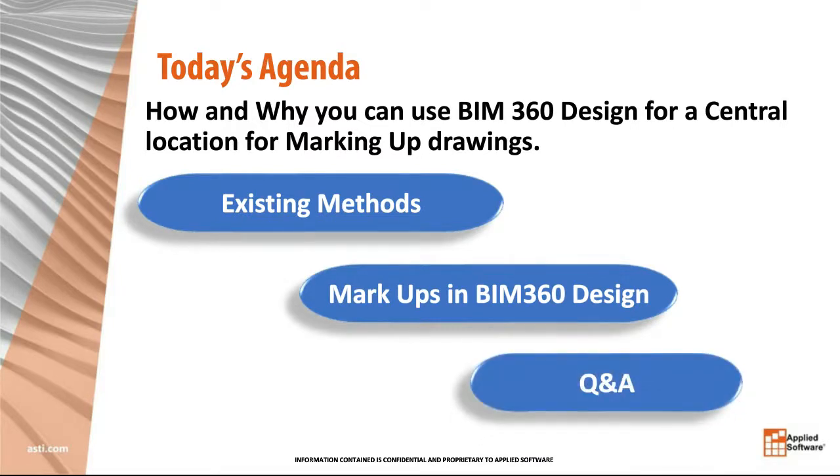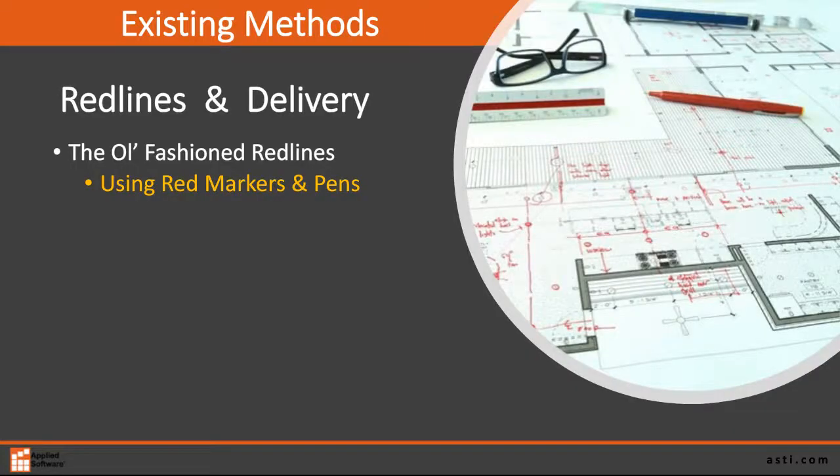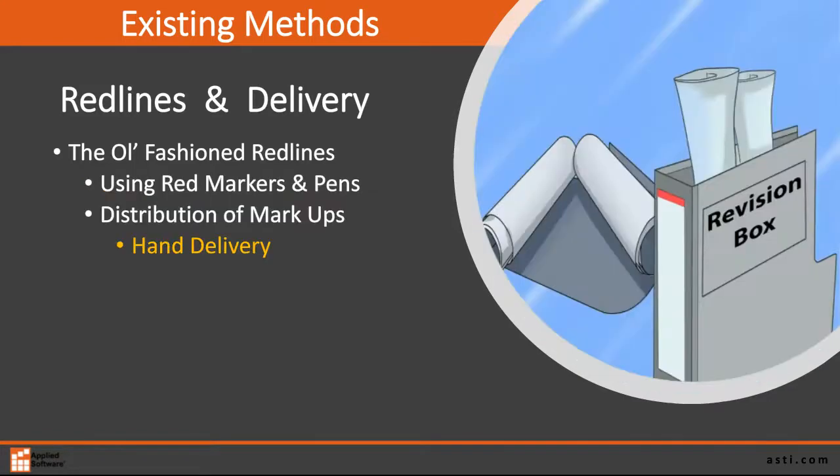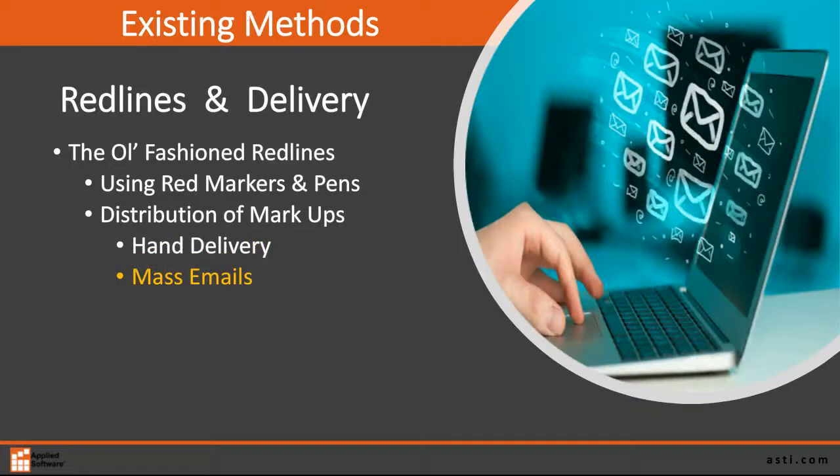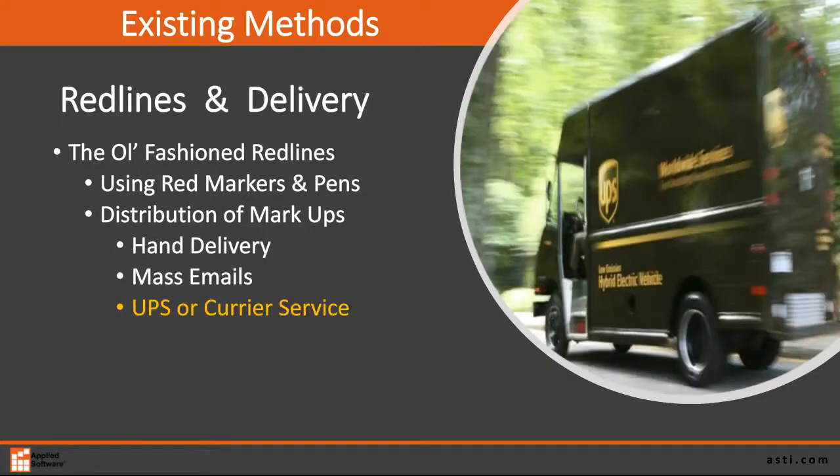So let's talk about some existing methods, what I consider the old-fashioned red lines, using red line markers and pens. Everyone is probably very used to receiving those type of red lines. Then the question is, how do you deliver these? Do you have a revision box on your desktop? Does someone roll them up and drop them off on your desktop? Or do you send them in via mass email? Or do you do what I used to do and send it via UPS or courier service?